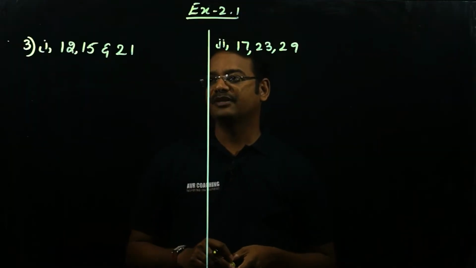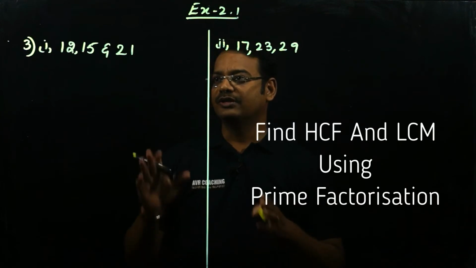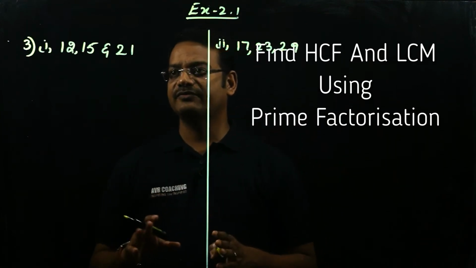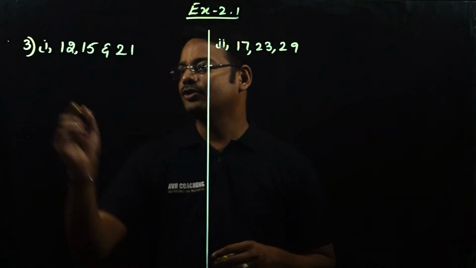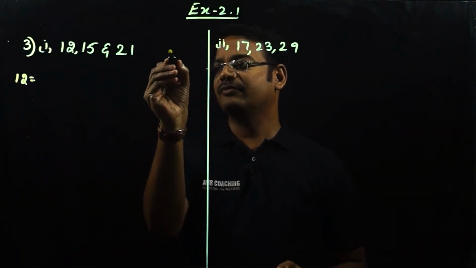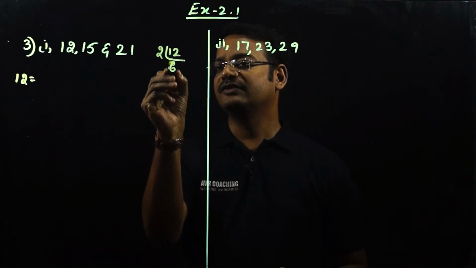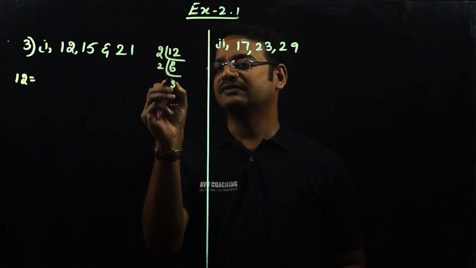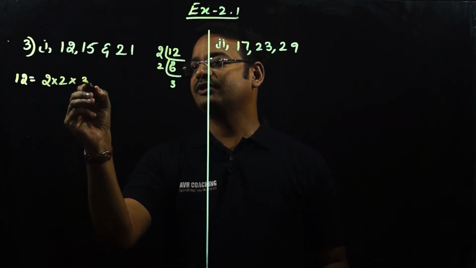Third problem, in this we have around 5 bits. Okay, we'll do bit by bit. So in this we need to find the HCF and LCM of the given numbers using prime factorization method. 12, using prime factorization method, we can write 12 as 2 6s are 12, 2 3s are 6. So 12 can be written as 2 into 2 into 3.